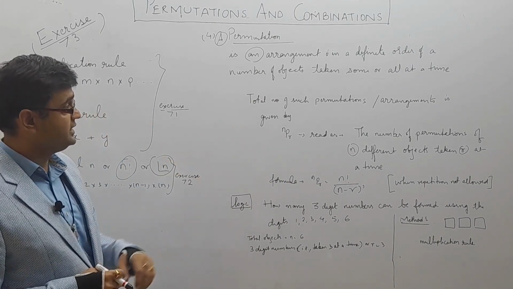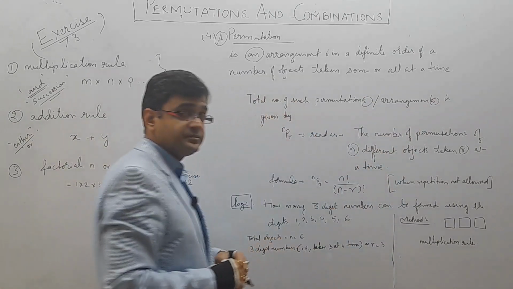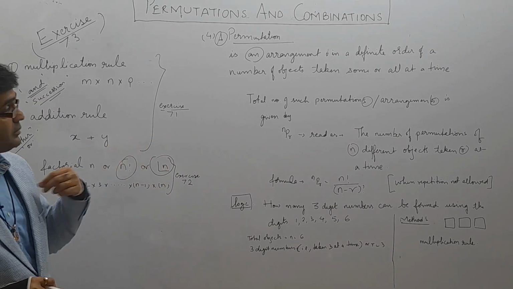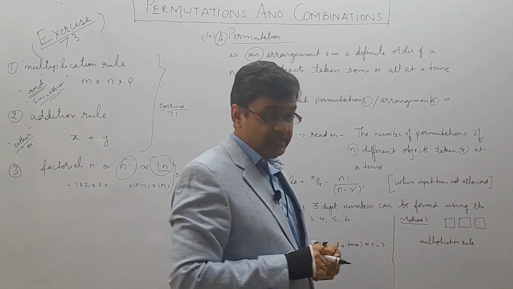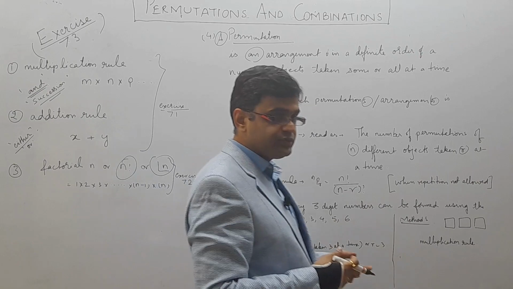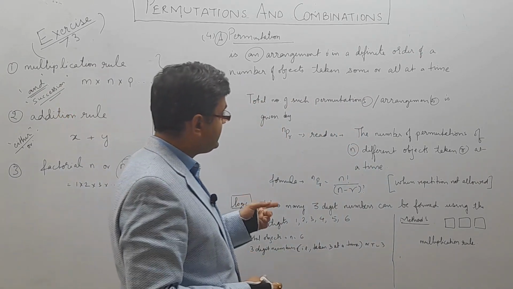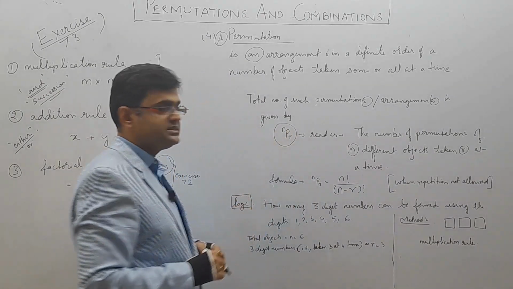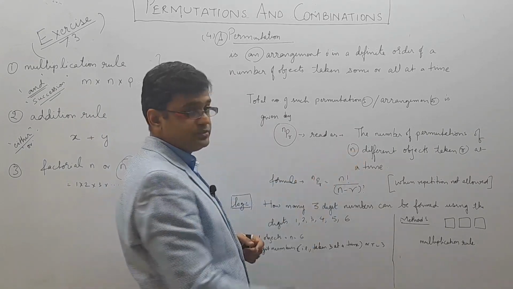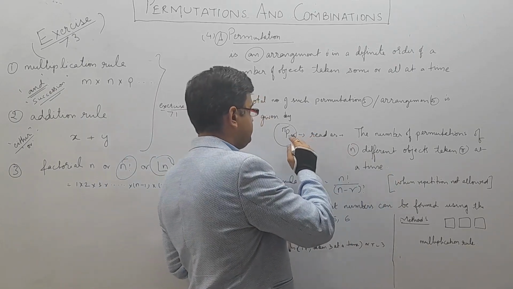And the total number of such arrangements, now this comes into being. Here, when I talk about number of arrangements, one permutation means one arrangement. And when I talk about the total number of such possible arrangements, then I say permutations. For that, we have a notation like this, nPr, and it is read as the number of permutations of n different objects taken r at a time.